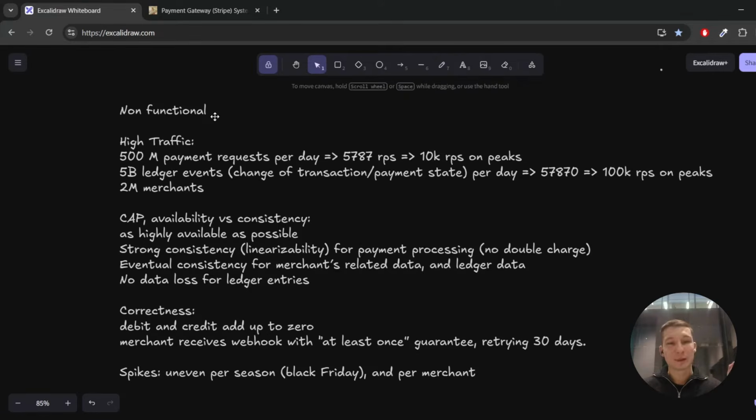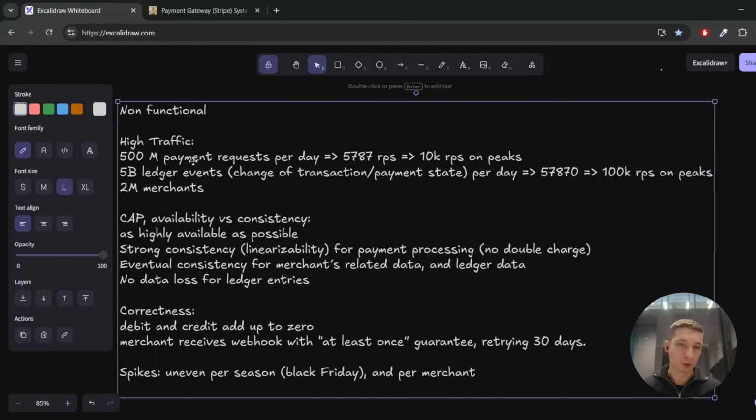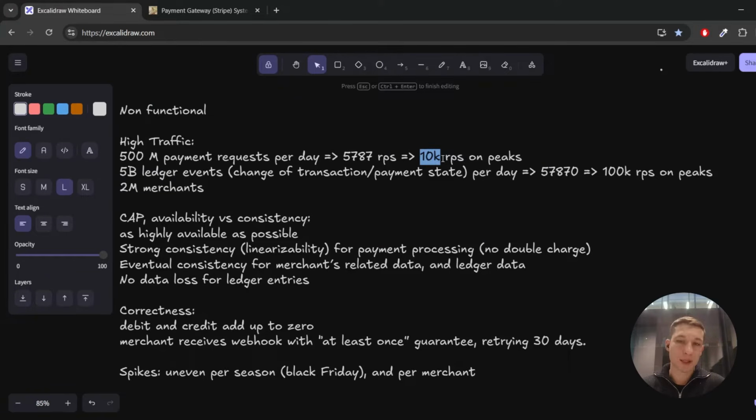Now we should deal with the non-functional requirements. So first of all, of course, we're going to have a lot of traffic. I googled Stripe numbers, and what I came up with is 500 million payment requests per day, which translates to 10k RPS, requests per second, on peaks.